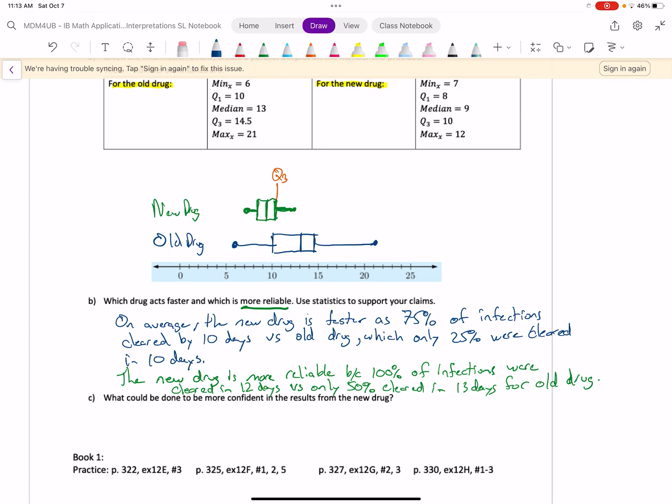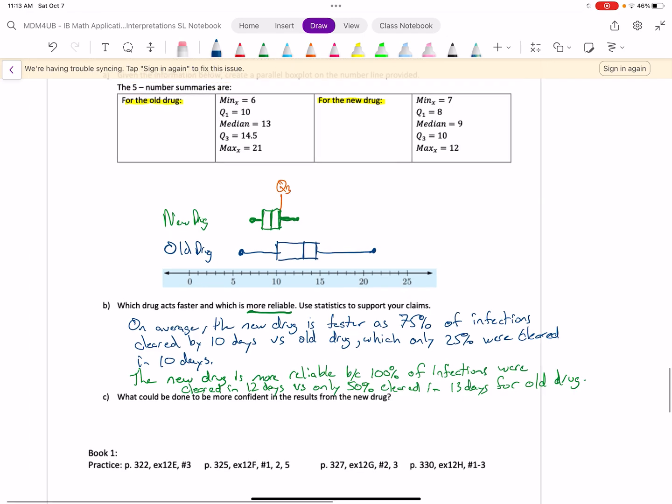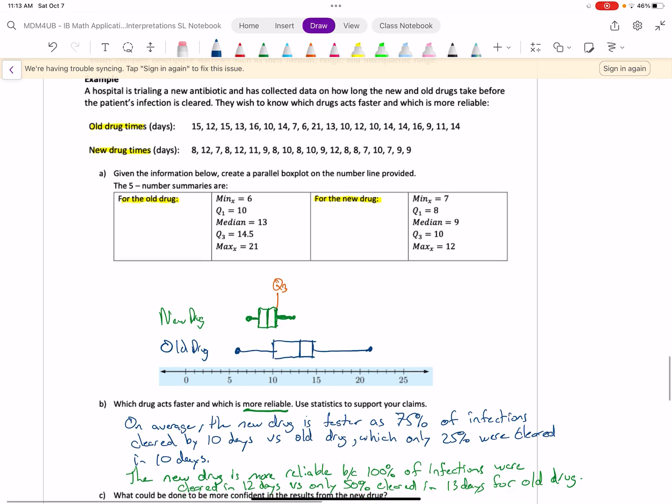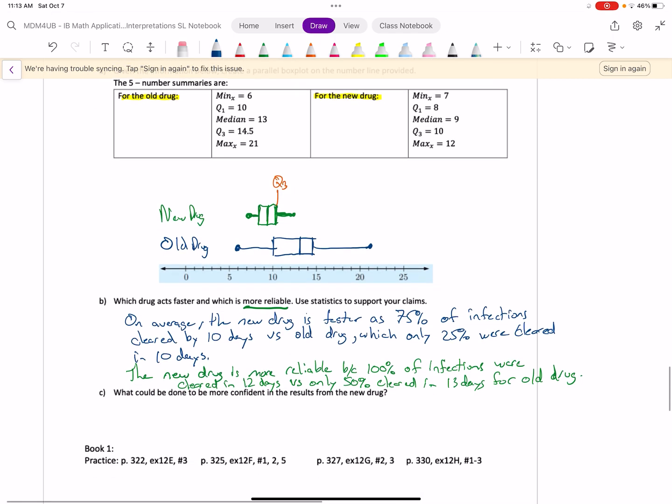So it says, what could be done to be more confident in the results from the new drug? In this case, if you look at the number of data points, it's not a lot. Generally, that's always going to increase your confidence. So I would increase the sample size. And that's definitely going to help.